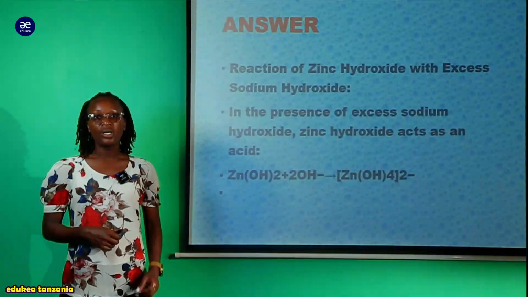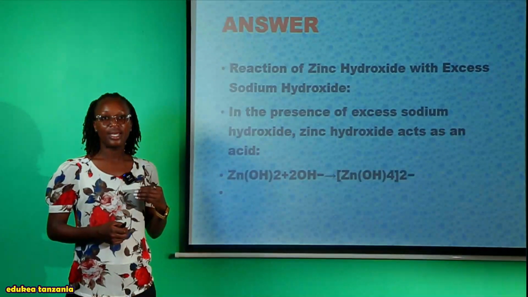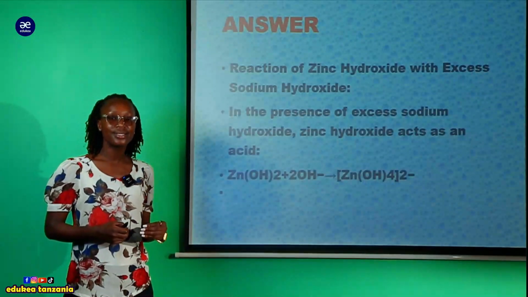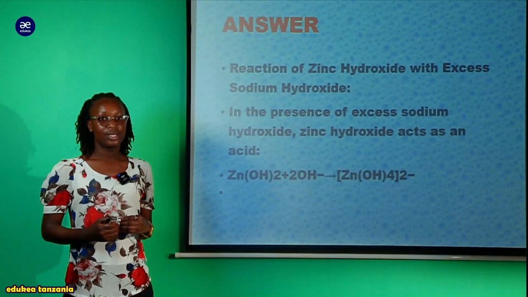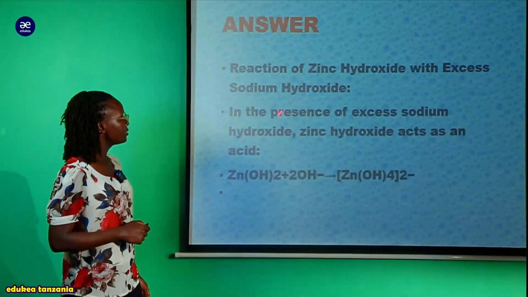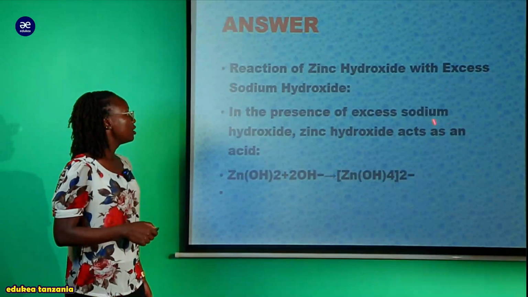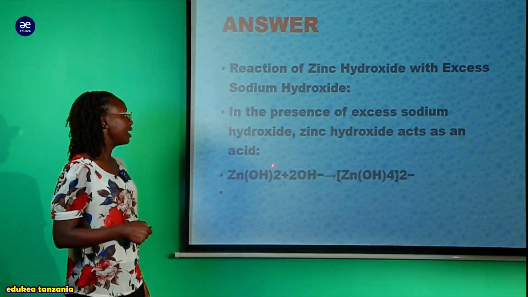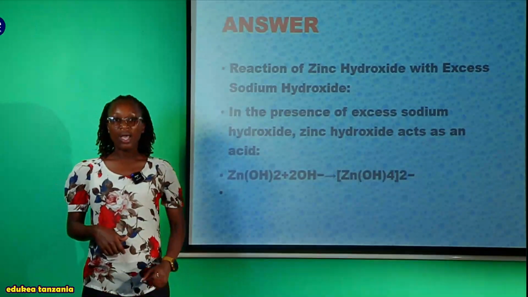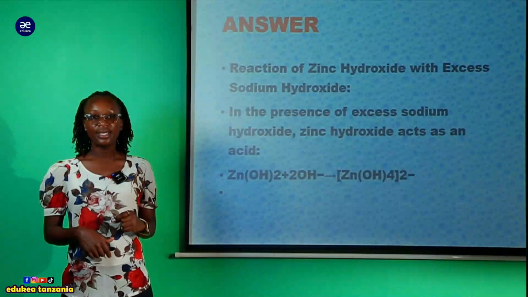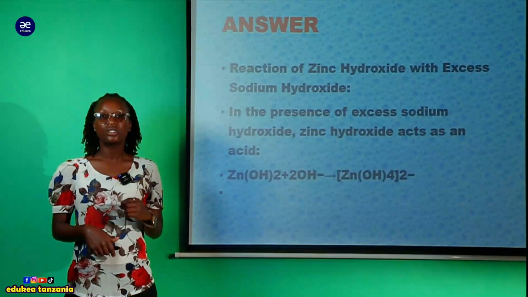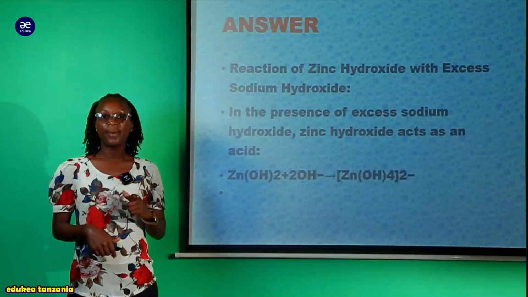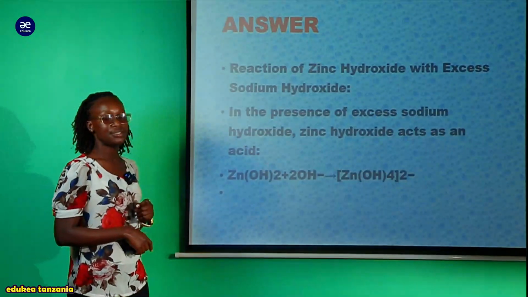When zinc hydroxide reacts with excess sodium hydroxide, does it act as an acid or a base? So you can see that in the presence of excess sodium hydroxide, zinc hydroxide acts as an acid. So once the zinc hydroxide reacts with the excess sodium hydroxide, it acts as an acid.